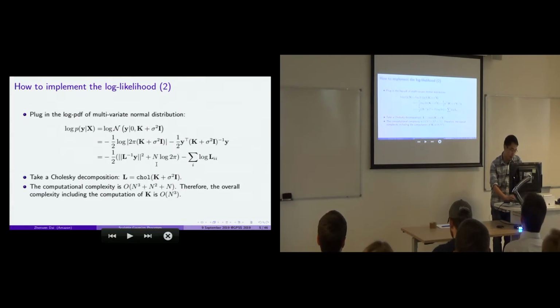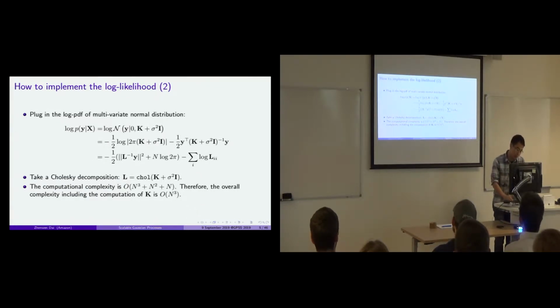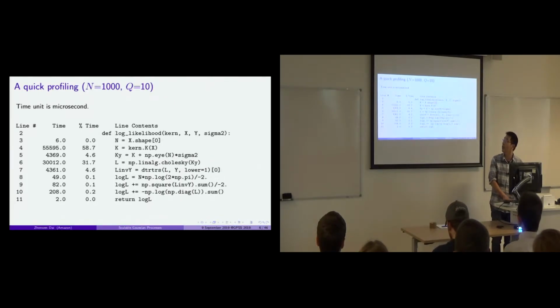This is a constant. So the overall computational complexity of computing the log likelihood is n cubed plus n squared plus n. So overall it is n cubed. That's exactly how the n cubed complexity comes from, where when we compute the log likelihood, we can run a very easy profiling over computing the log likelihood.